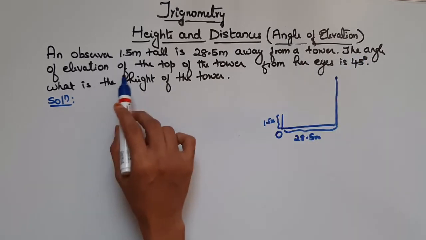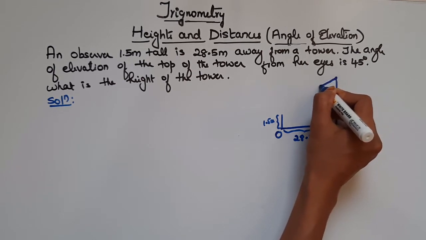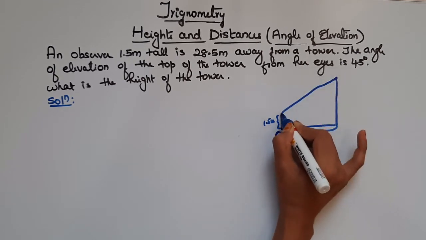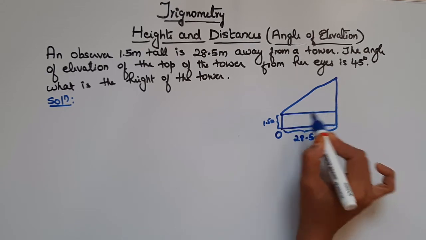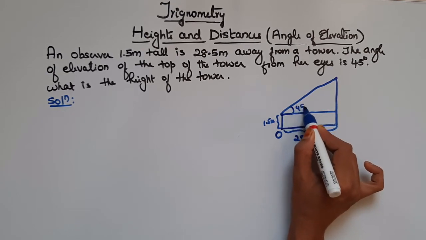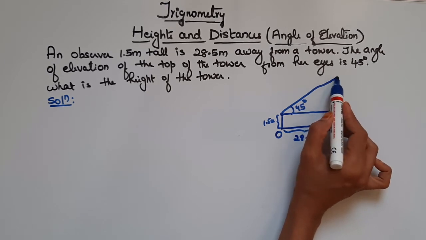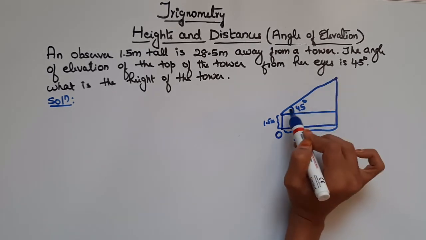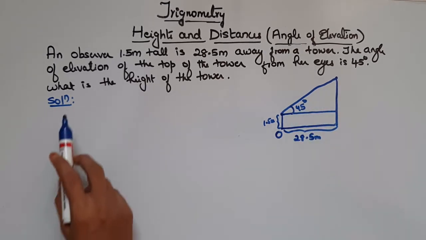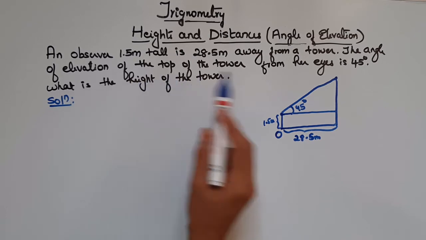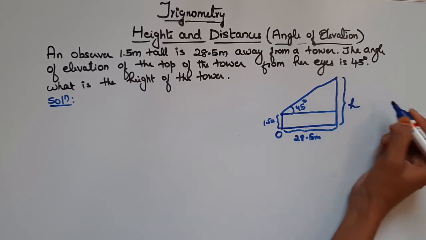So the angle of elevation of the top of the tower from her height is 45 degrees. So this point, right? This angle is 45 degree. So the angle of elevation is 45 degree. So now we have to find what is the height of the tower. So this height we have to find, right?